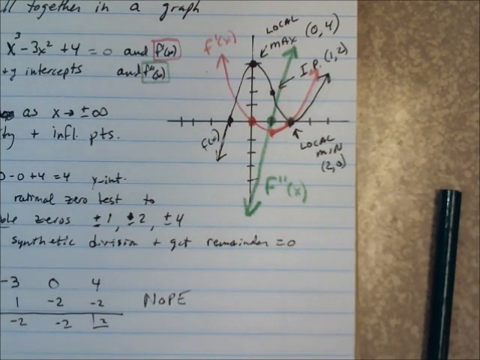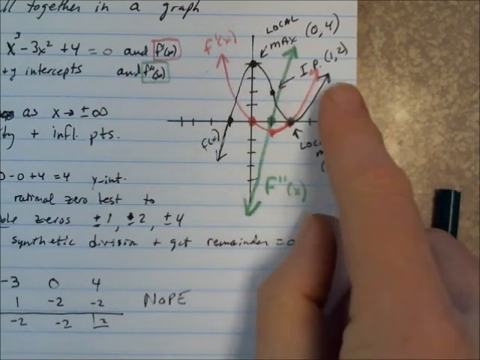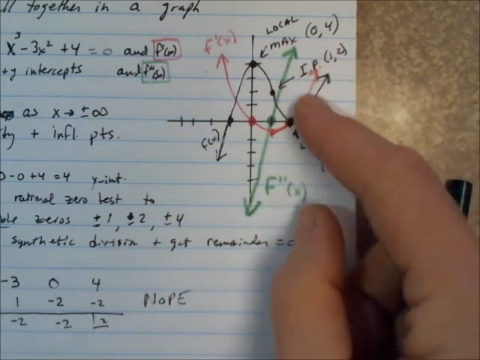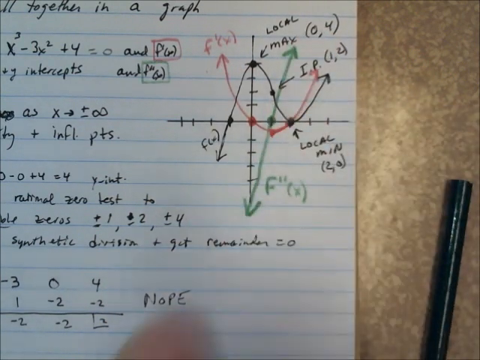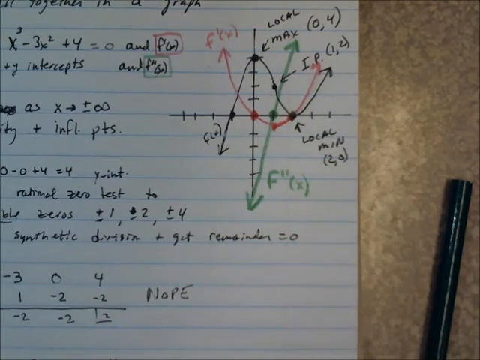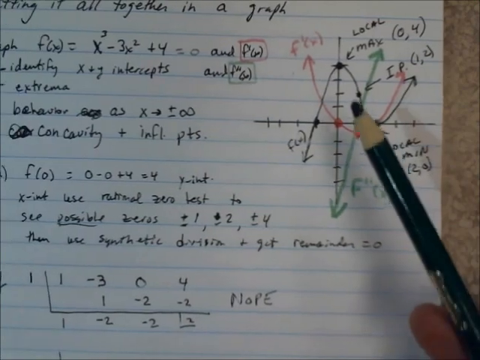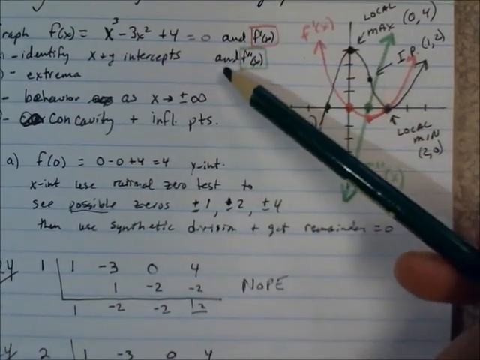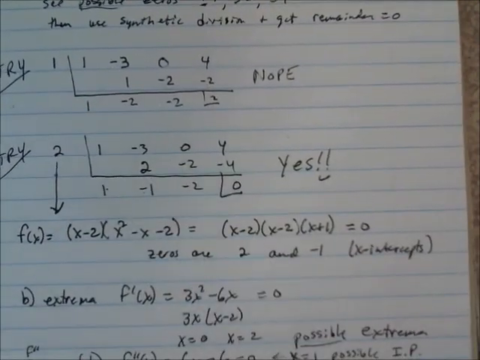And hopefully this makes sense because we have a cubic original, we have a quadratic first derivative, and we have a linear second derivative. So that's kind of putting it all together with all of the things that we've learned about in the calculus part, and some old stuff with the synthetic division.